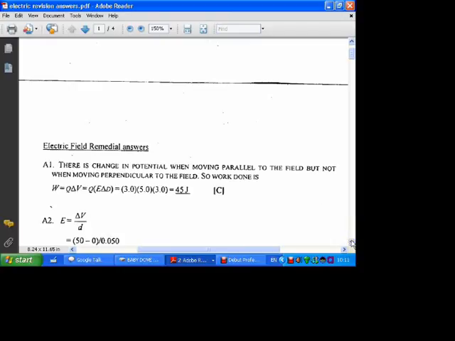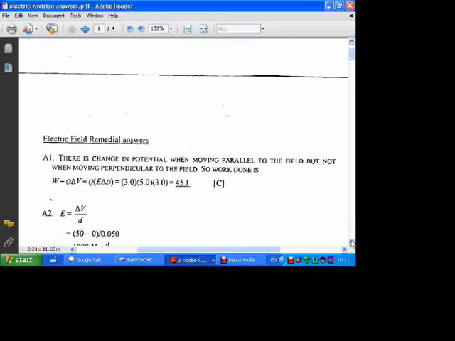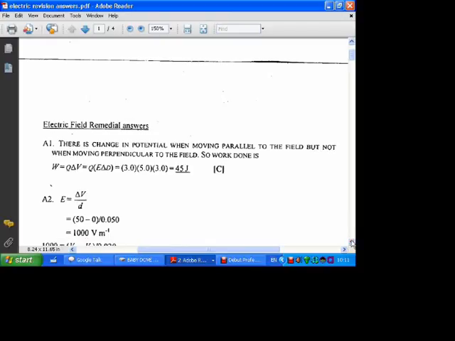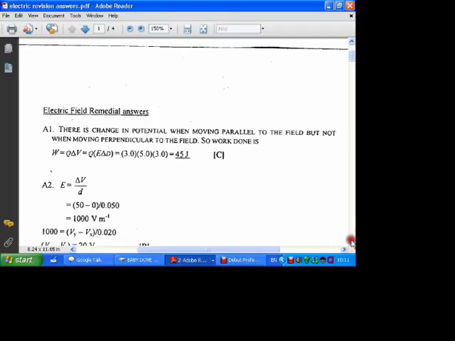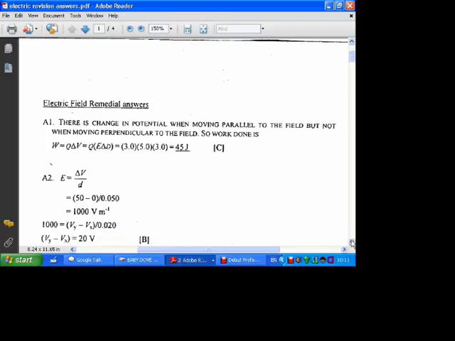So if you use your electric field, you can use the parallel plate formula, right? Your electric field strength will be calculated to be 1000 volt per meter, taking the potential difference between the 2 plates divided by the separation. After that, you can calculate the potential difference between Y and X. It will be 20 volts. So answer is B, right?